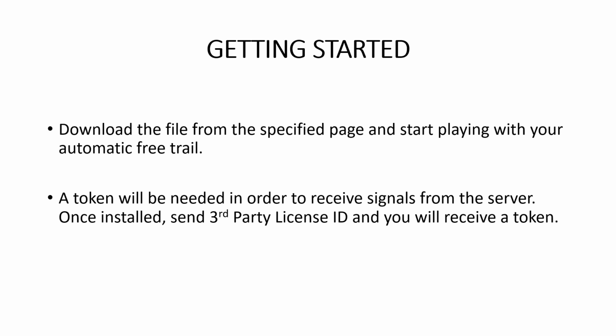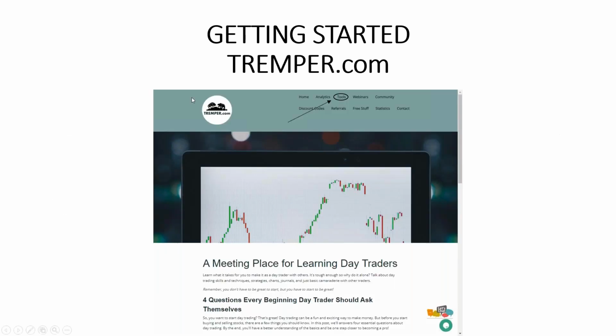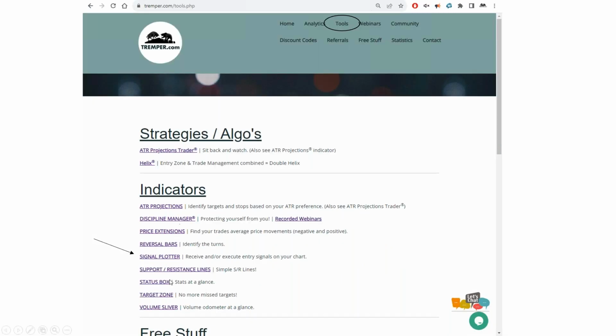You would just go right here under the tools section, go to the Tremper.com page, and then go to the tools, and here are all these indicators that I've had over the years, but Signal Plotter is the one we're talking about right now. Since we're here, Target Zone was the one that had the little flag on top of the target, and the other one was Status Box. I'll talk briefly about that later on.